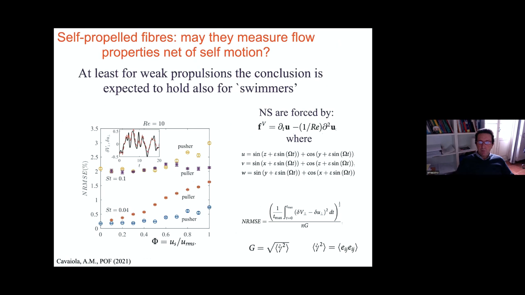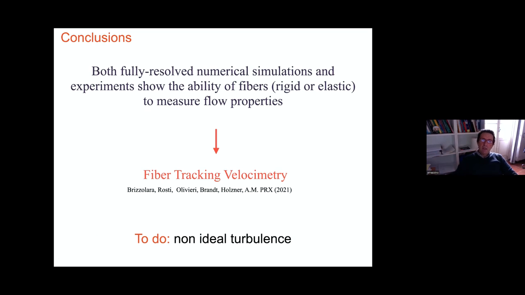So let me move to the conclusions, which are very, very short, in the sense that both in terms of fully resolved numerical simulation and this experiment, we were able to show the ability of fibers, both rigid and elastic, to measure flow properties. And this allows us to present an alternative way to measure two-point statistics in turbulence, and it was called fiber tracking velocimetry.